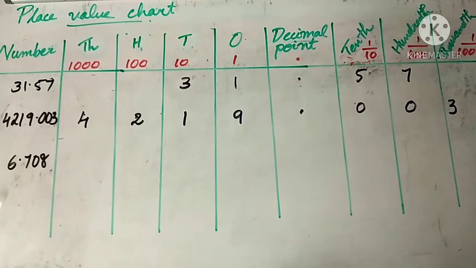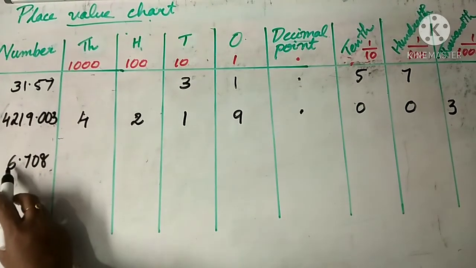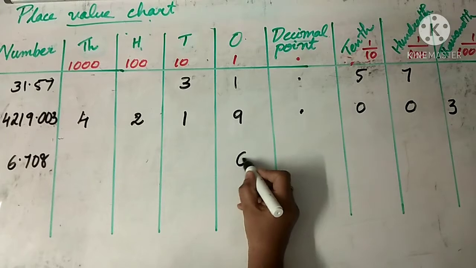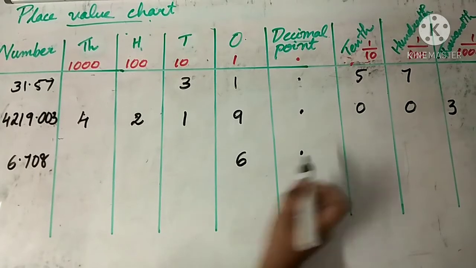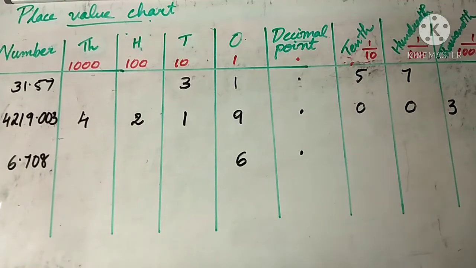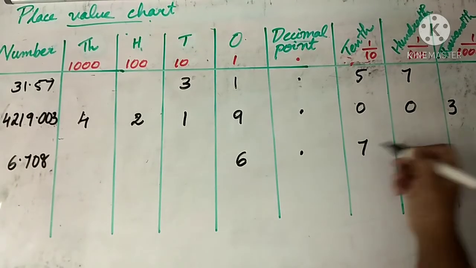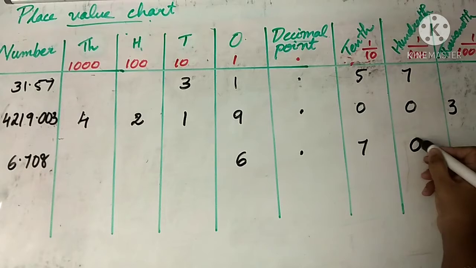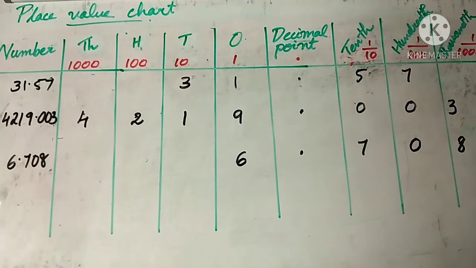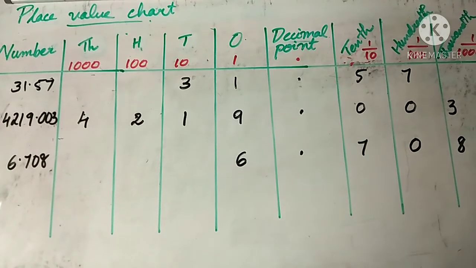Next number, 6.708. Before the decimal point there is only one number, and the place value of the number is ones. So we write 6 in the ones place. Then put the decimal point. Then 3 numbers: tenth, hundredth and thousandth. 7 comes in the tenth place, 0 comes in the hundredth place, and 8 comes in the thousandth place. This is how we have to represent the number in the place value chart.